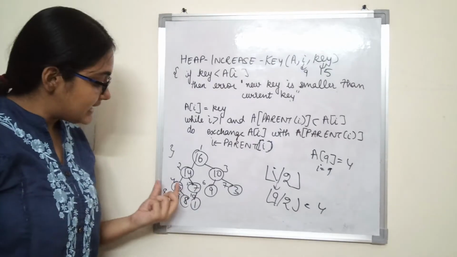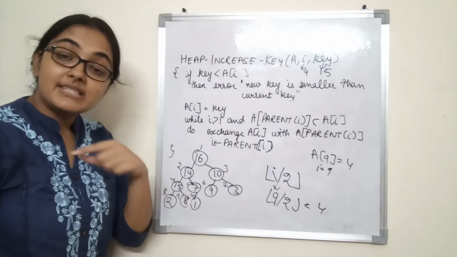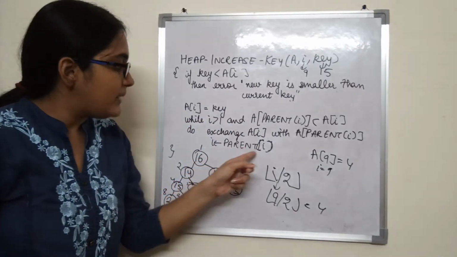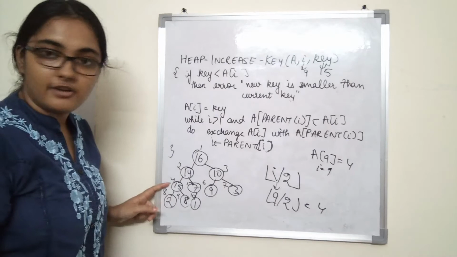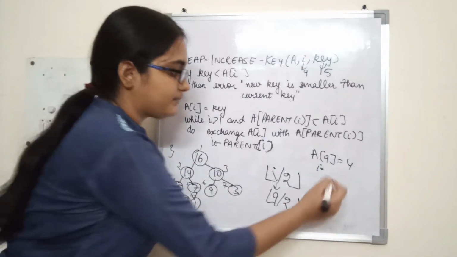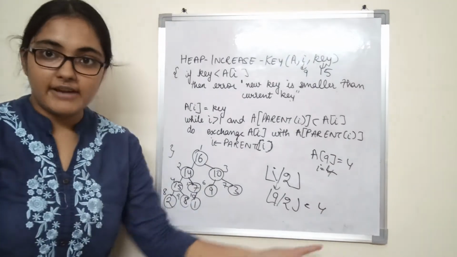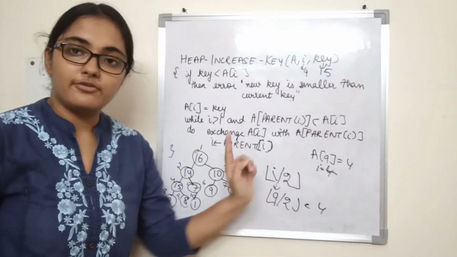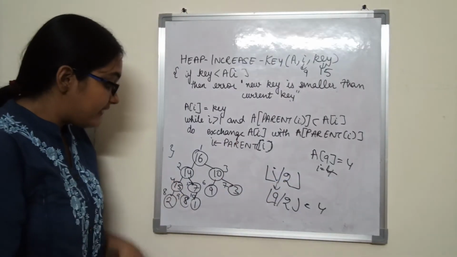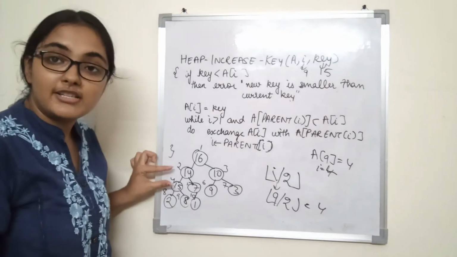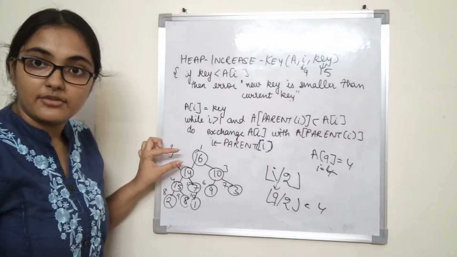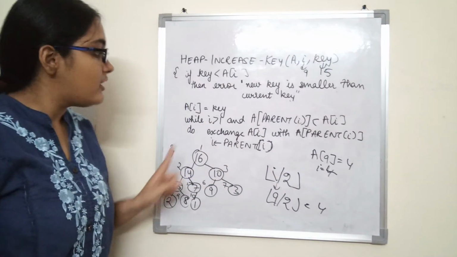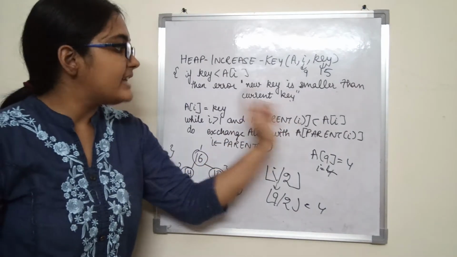Now again, what may happen is that this value, since it is the increased value, may still be greater than its parent, so we will again check for it. How? I is equal to parent of I. What was parent of I? Parent of I was 4. So we are making I equal to parent of I, so I is equal to 4 now. So we are checking whether the value of this node is also greater than that of its parent. So again, while I is greater than 1, what is I? 4. So 4 is greater than 1 and A of parent of I is less than A of I.